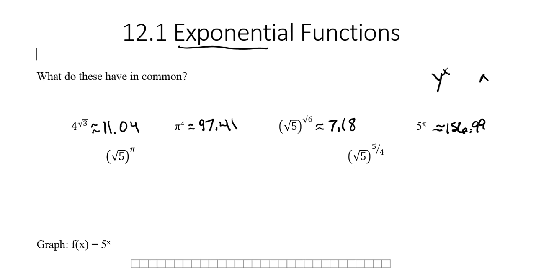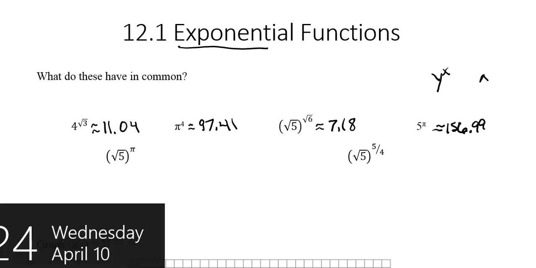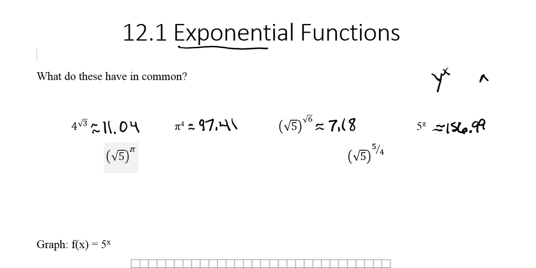You should get approximately 156.99. Square root of 5 to the pi, approximately 12.53. And last but not least, square root of 5 to the power of 5/4. Now if you have a fraction key, you can use the fraction key. If you don't, you might want to put 5/4 in as 1.25. You should get approximately 2.73. So before you keep going, make sure you can get those answers off your calculator.